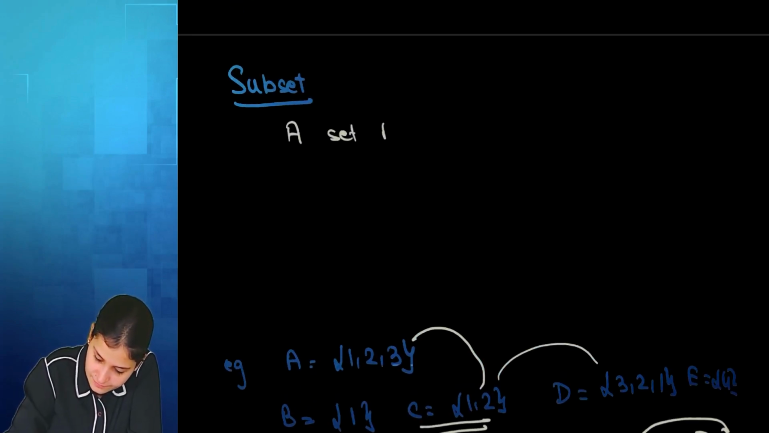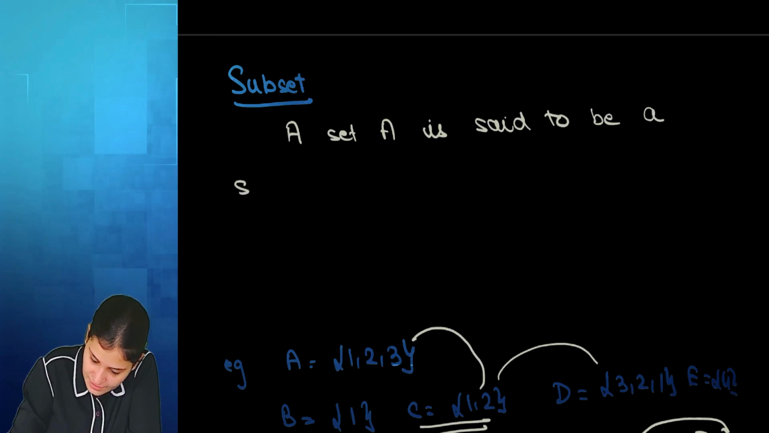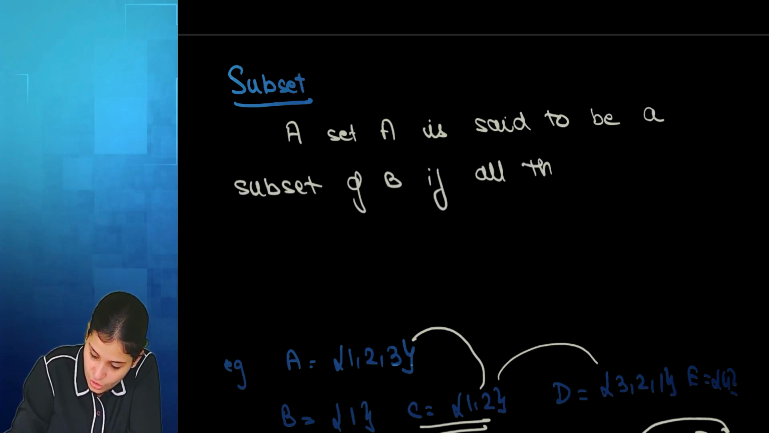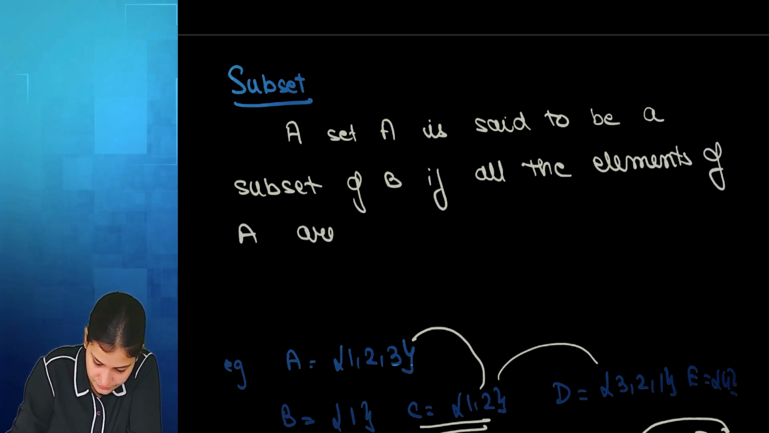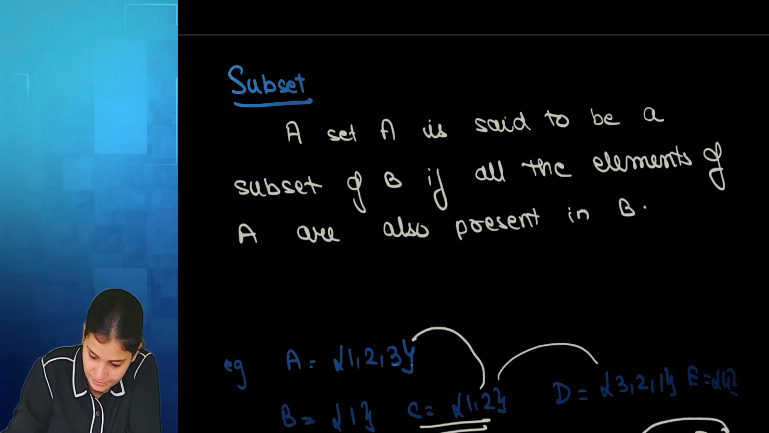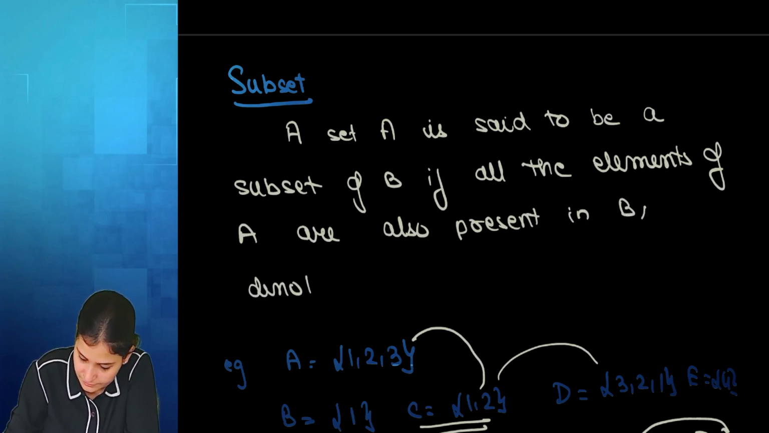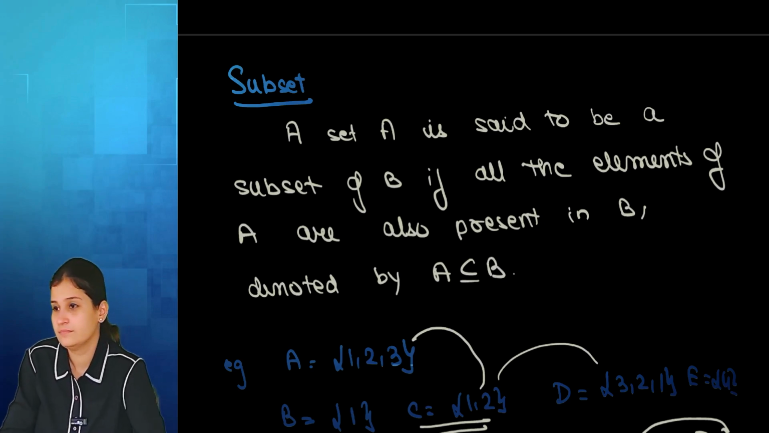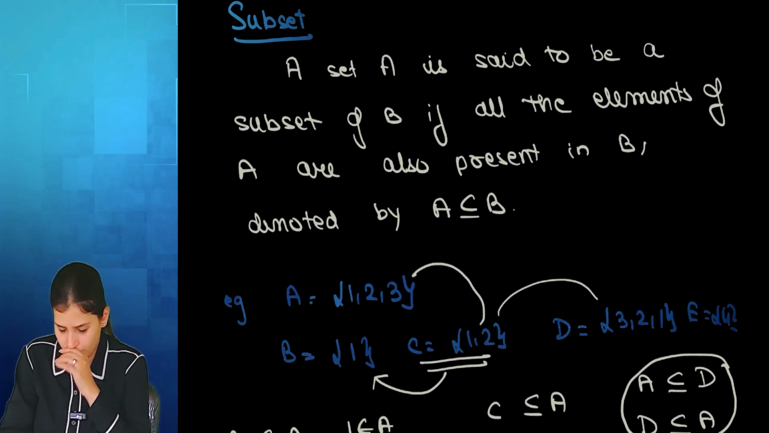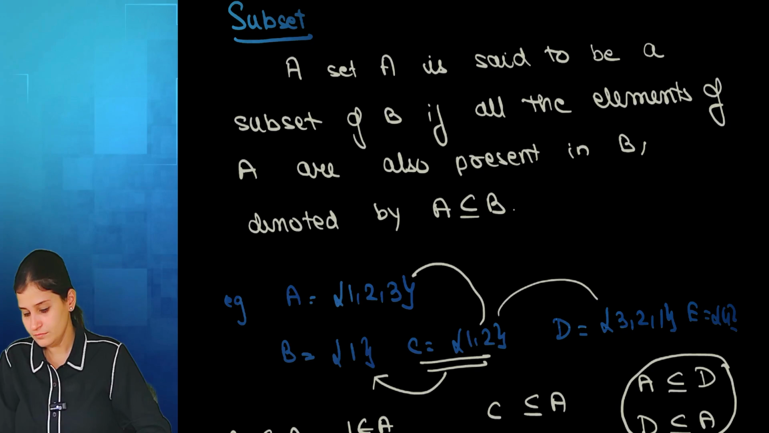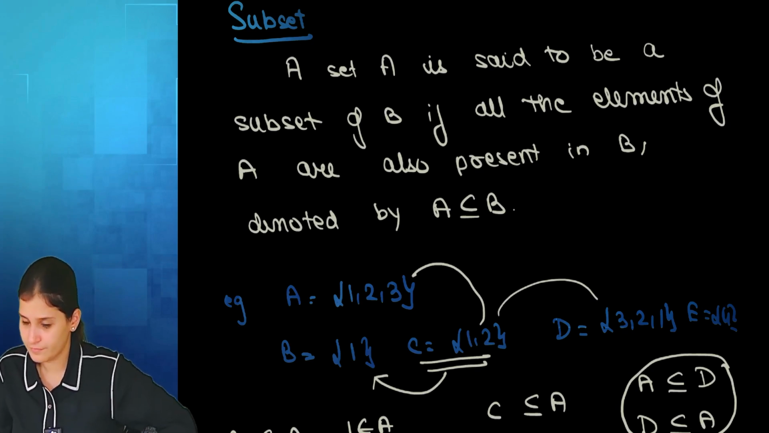A set A is said to be a subset of B if all the elements of A are also present in B, denoted by A subset B. Understood?